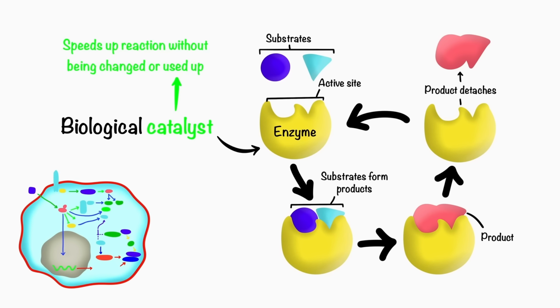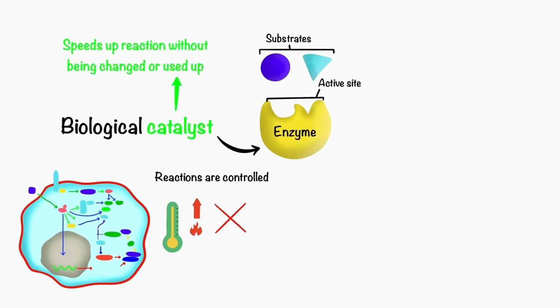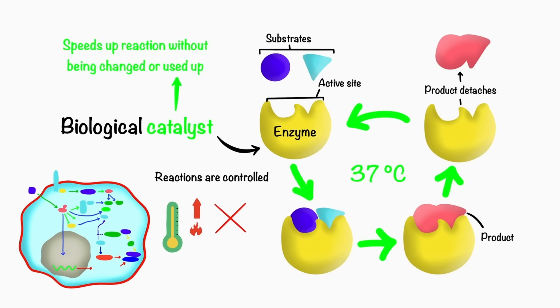Living things have thousands of different chemical reactions happening simultaneously inside them. All these reactions need to be carefully controlled. One way to speed up reactions is by raising the temperature, but this approach has major limitations for living organisms. High temperatures would accelerate all reactions indiscriminately, including harmful ones. So instead, living organisms produce enzymes, specialized proteins that can speed up specific reactions at body temperature. This allows for precise control of which reactions happen and when.